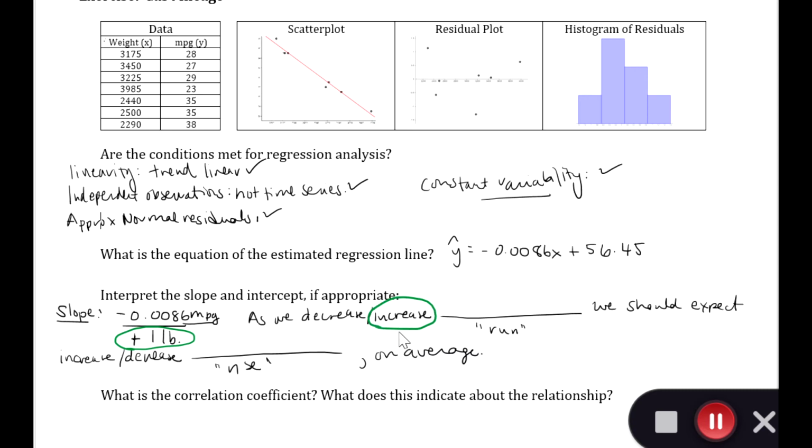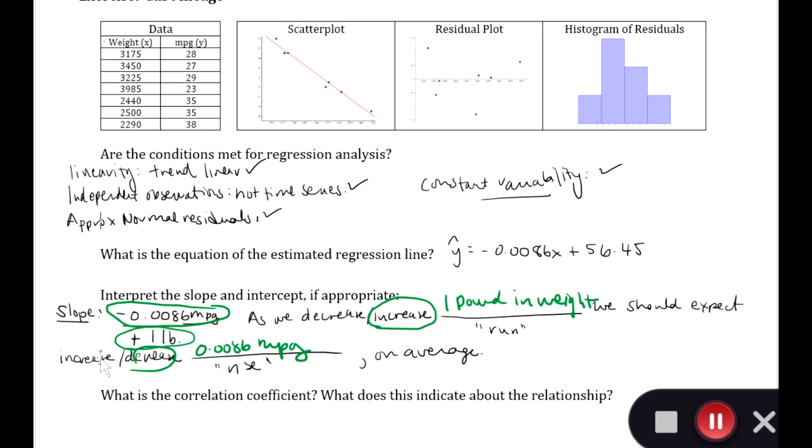And we're going to increase 1 pound in weight, because that's what my X variable stands for. We should expect to, now we're going to look at the rise, and the rise is negative. So we're going to be decreasing. So as we increase 1 pound in weight, we should expect to decrease 0.0086 miles per gallon on average.